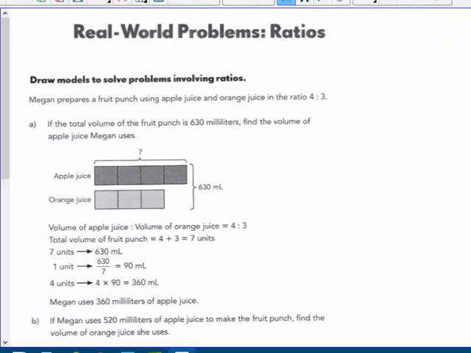This is video 2, Real World Problems Ratios. I'm on page 11 in your 1C packet. You can draw models to solve problems involving ratios. Now that we've done bar modeling, this should be pretty easy.